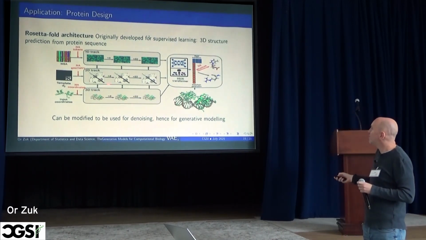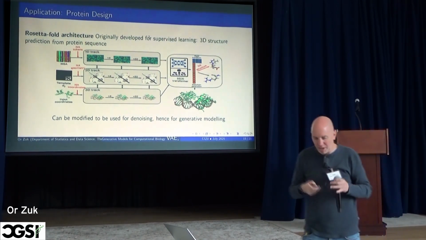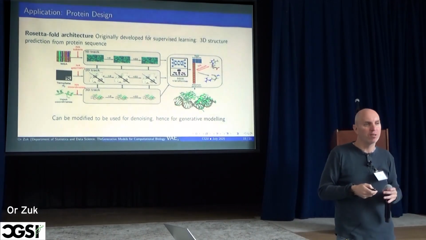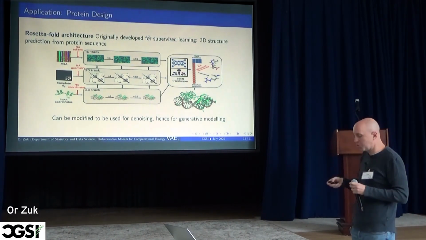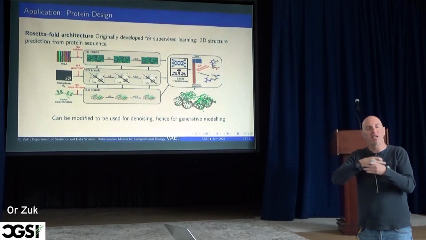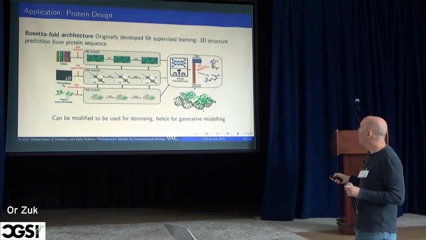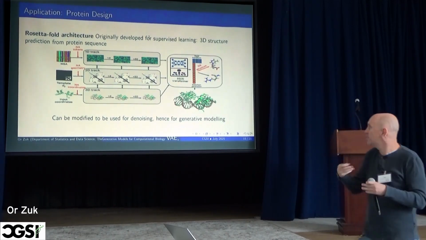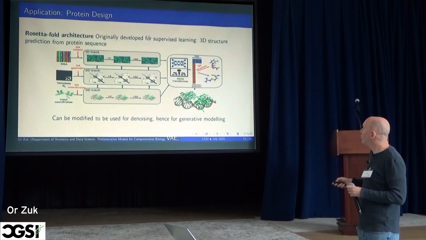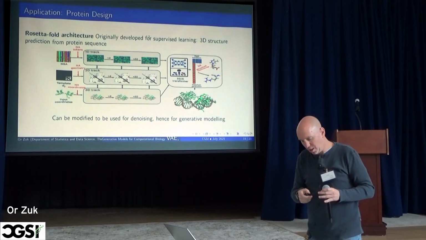The architecture is very complicated. It's called the RoseTTAFold architecture. It's similar, for those of you who know, to the AlphaFold architecture, which was developed originally for a supervised learning task, so for predicting the 3D structure from the protein sequence. But once you have this architecture, you can use it as a denoising architecture. So you can insert a noisy 3D structure and let the architecture denoise it. And once you have that, you can plug it into the diffusion framework. So it's a very nice idea.